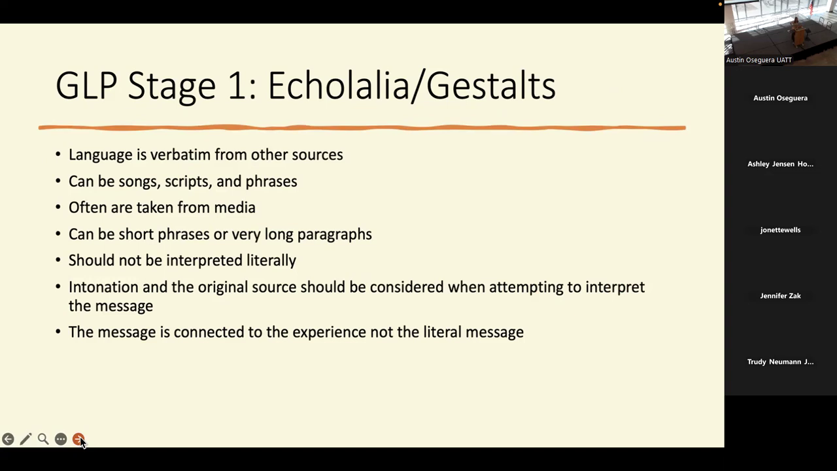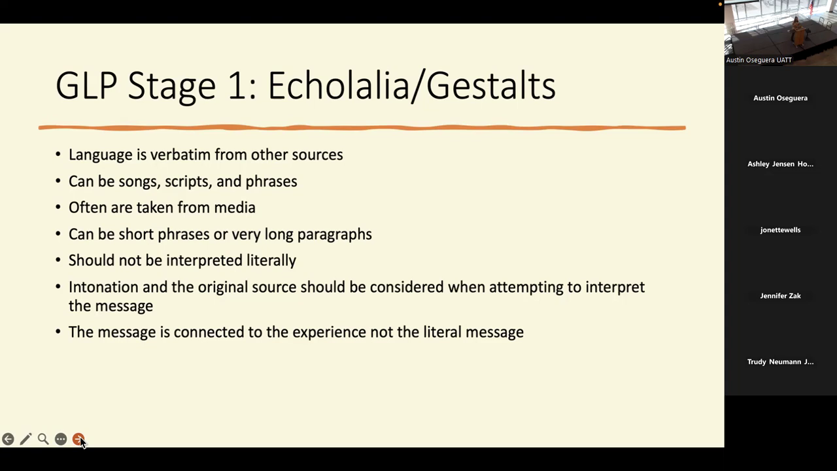So in stage 1, I think of this as what we think of most when we think of our Gestalt language processors. Language is verbatim from other sources, so it's a direct copy paste. It can be songs, scripts, or phrases, often taken from the media. They can be very short phrases like "we all fall down," or an entire monologue from Bluey, right? We don't interpret them literally, but we interpret them as communication. And the intonation in the original source should be considered when attempting to interpret the message.